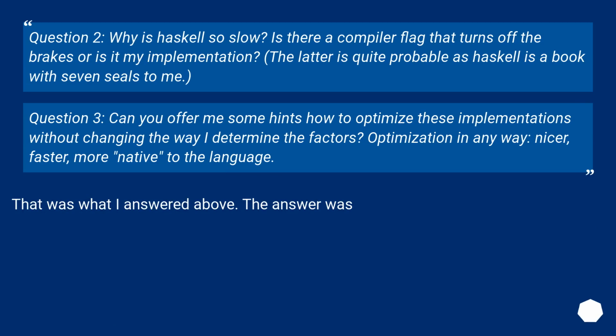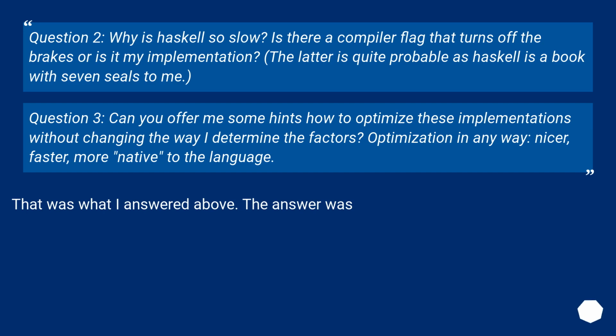Question 2. Why is Haskell so slow? Is there a compiler flag that turns off the brakes, or is it my implementation? The latter is quite probable, as Haskell is a book with 7 seals to me. Question 3. Can you offer me some hints how to optimize these implementations without changing the way I determine the factors? Optimization in any way, nicer, faster, more native to the language. That was what I answered above.